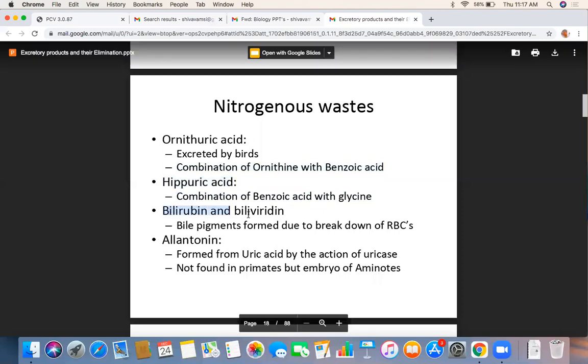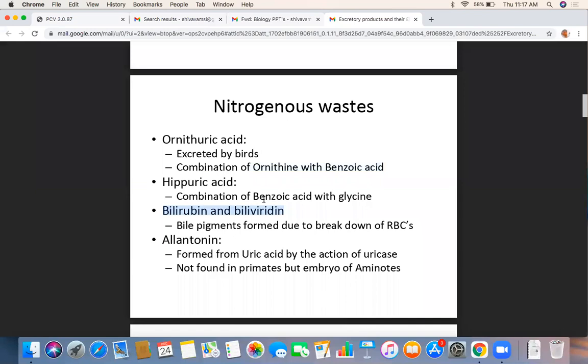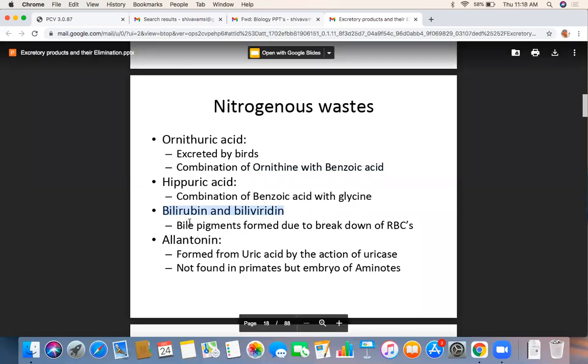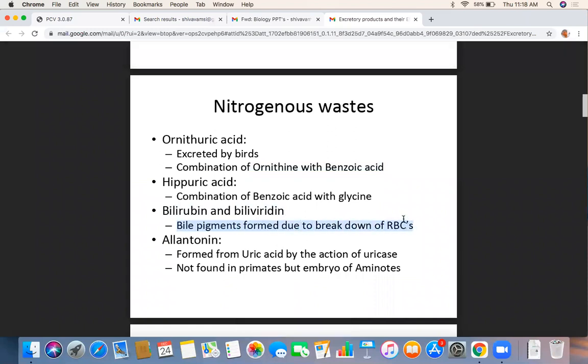Apart from that, bilirubin, biliverdin. You know what is bilirubin, biliverdin? Bilirubin and biliverdin will be excreted by your body also. Bile pigments are formed due to the breakdown of RBCs.